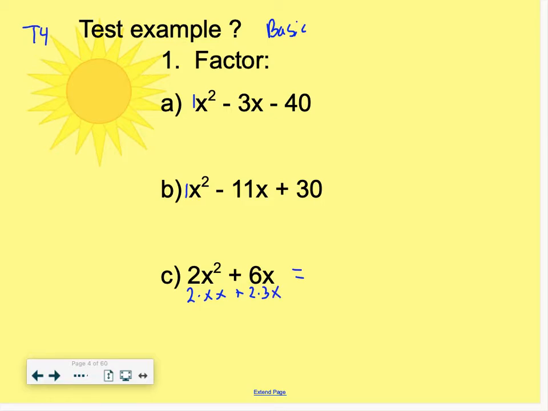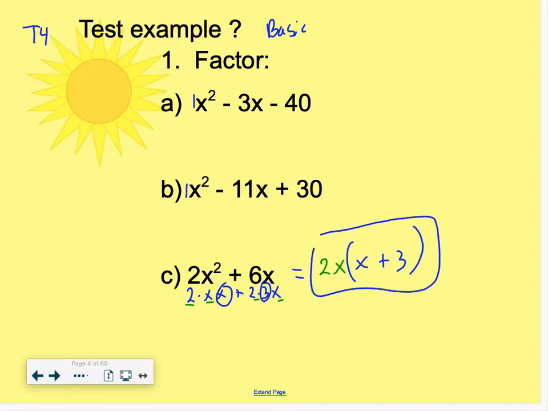If I write them out in prime factors form, they both have a 2 and an x, so that can come out of the parentheses, and I'm left with x plus 3. And you could check by distributing. If you distribute that back, you would get 2x squared plus 6x. So that's your answer for C. It's only one set of parentheses, because that was a binomial.